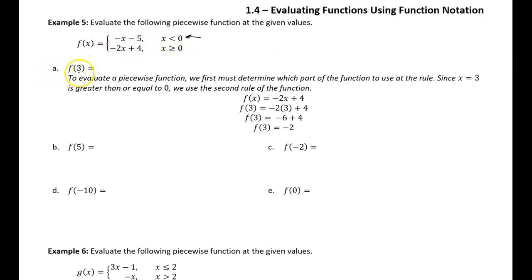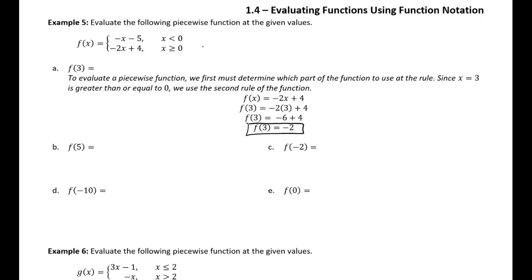So for part A here, when we have f of 3, well, 3 is greater than or equal to 0, right? 3 is in this spot. It's bigger than 0. So that means I'm going to use my second formula. I cannot use the first one at all because that's only allowed when my x is less than 0. So I'm going to plug in 3 into the x spot, evaluate, and we came out with the value of -2. Let's try that on B. Let's do another one from scratch here.